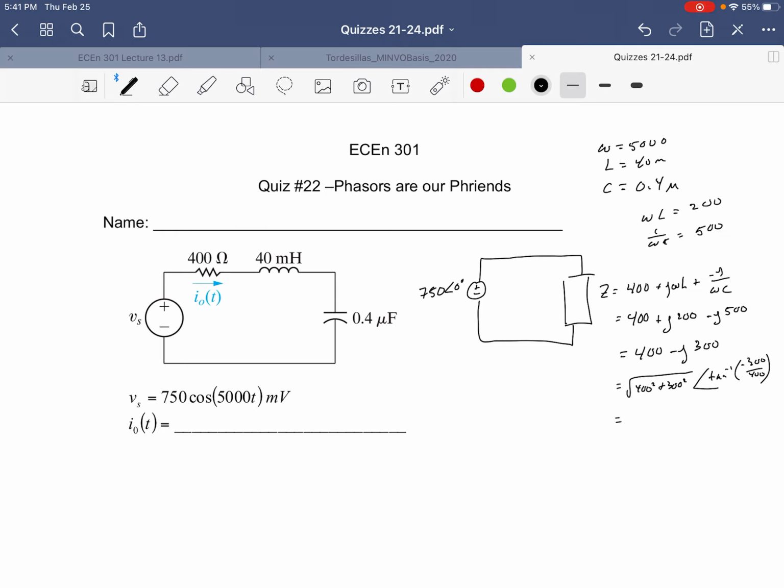So if I come over to my computer, I'm going to do NP, and I'm going to do square root of 400 squared plus 300 squared, and I'm going to get 500, and then maybe I'll redo this whole thing. I'm going to stop.